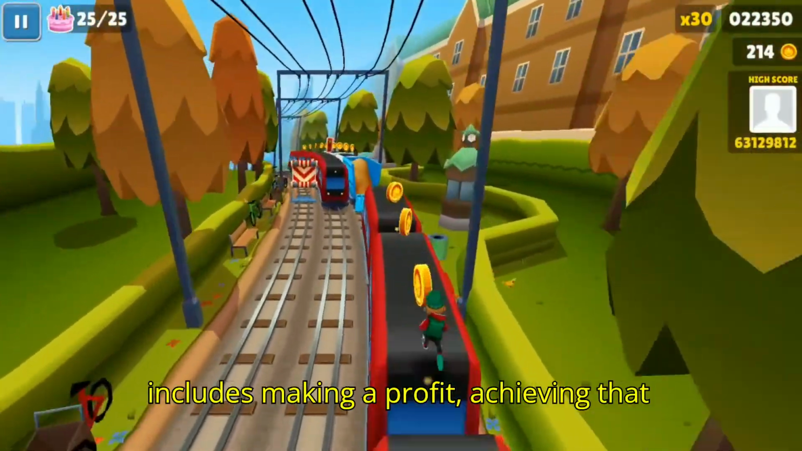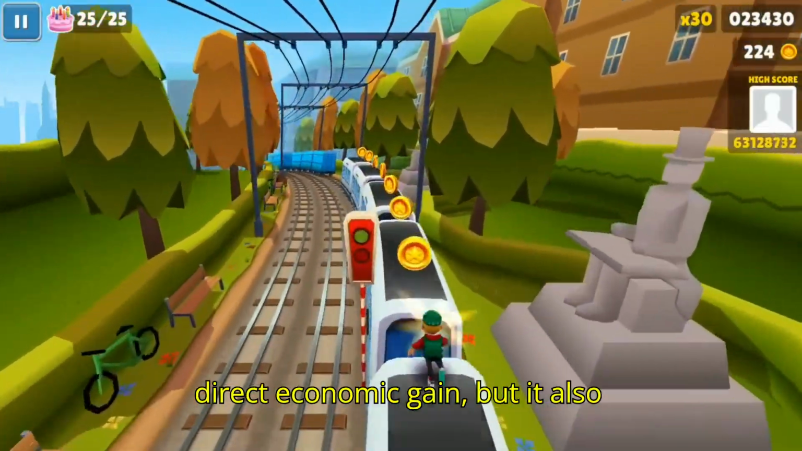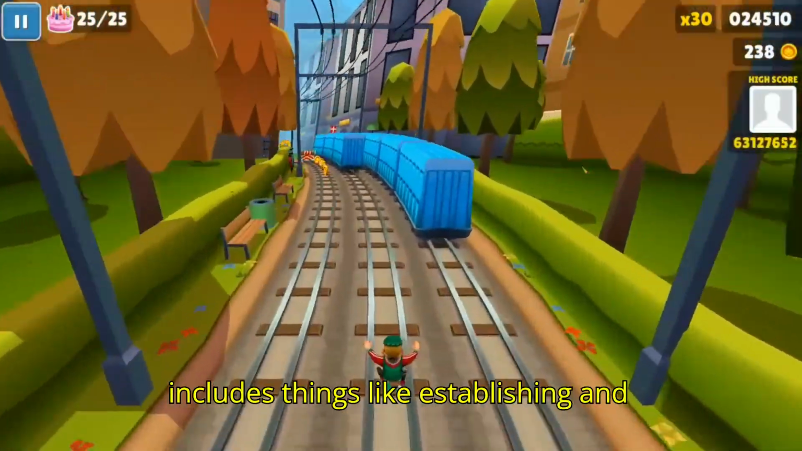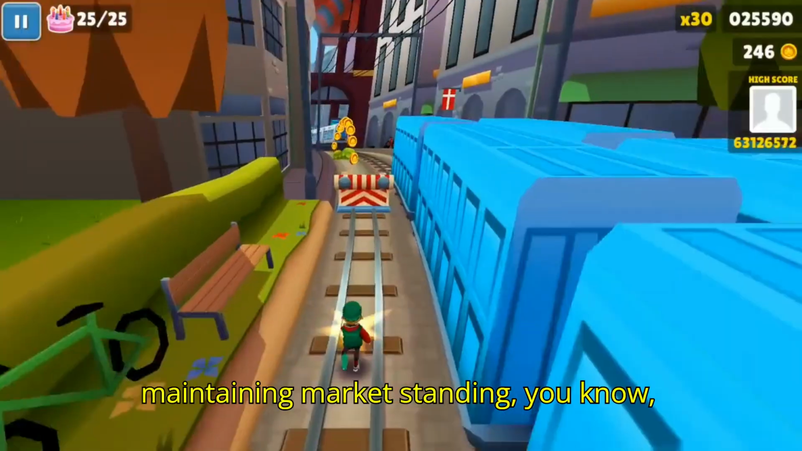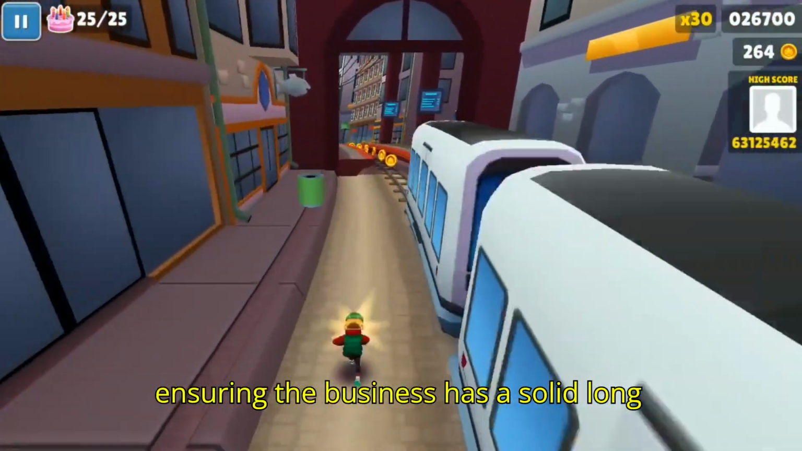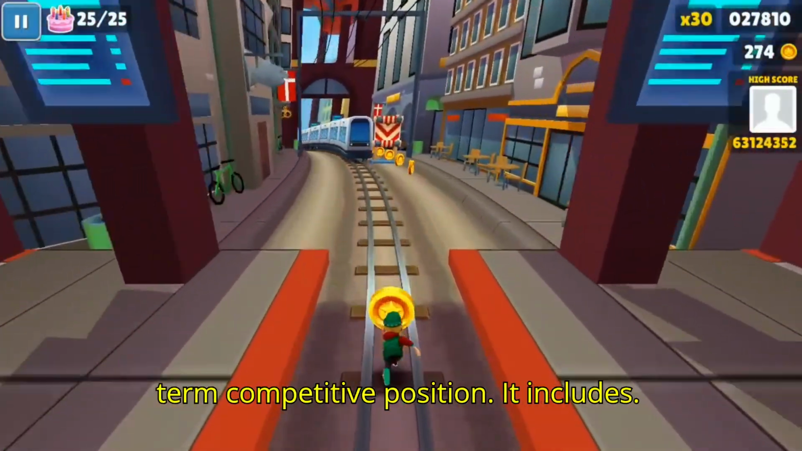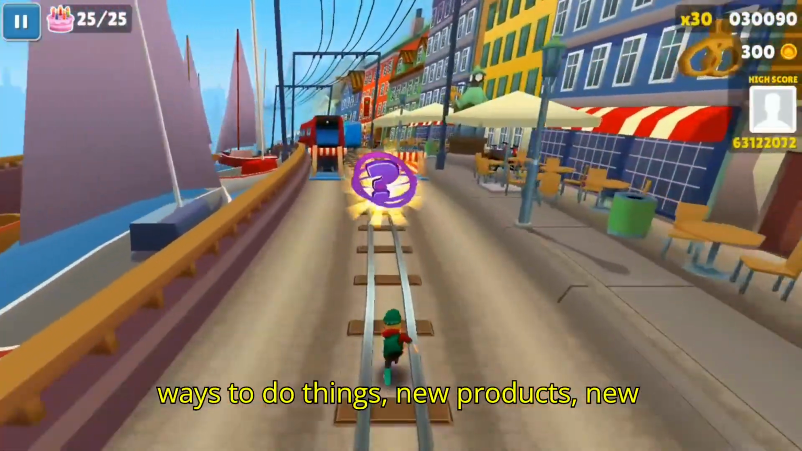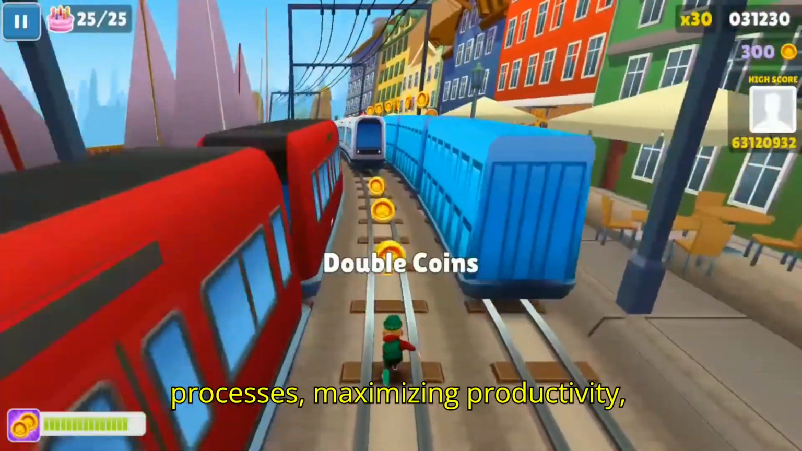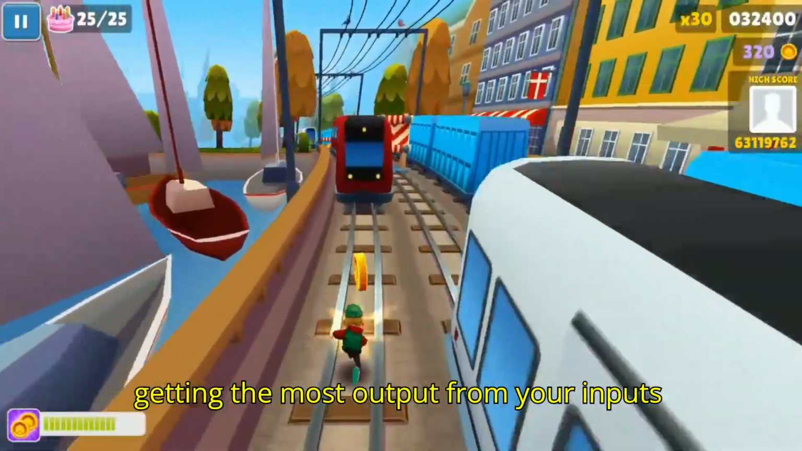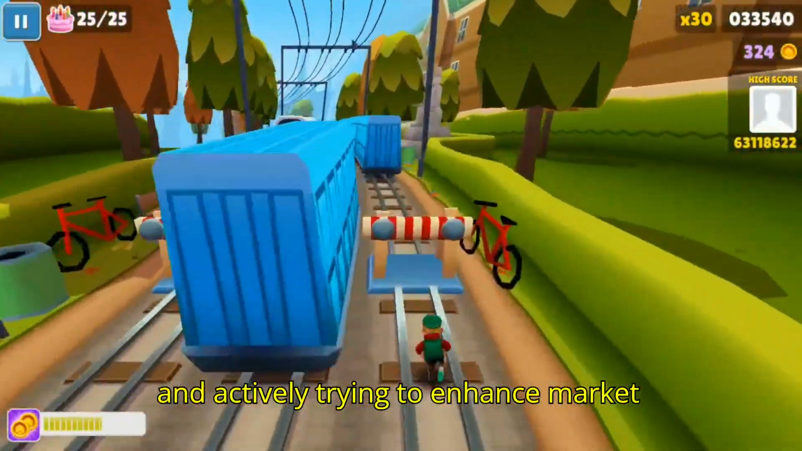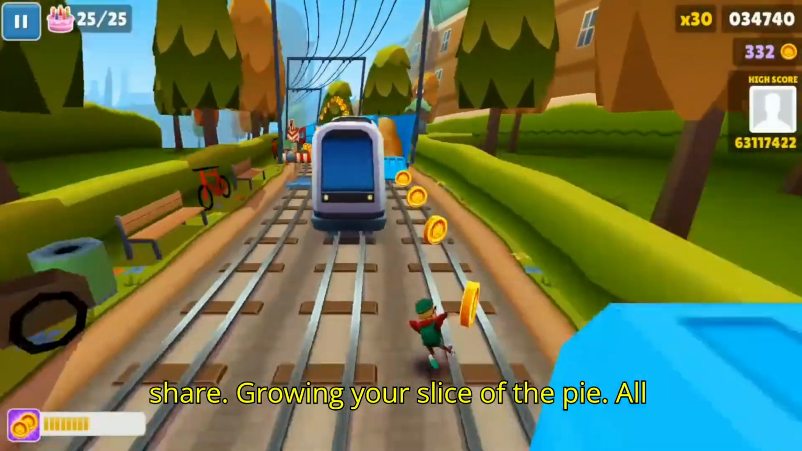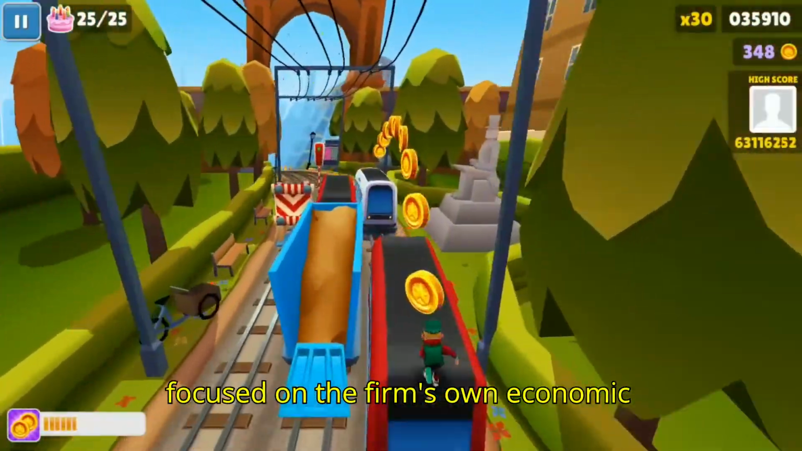This obviously includes making a profit, achieving that direct economic gain. But it also includes things like establishing and maintaining market standing. Ensuring the business has a solid, long-term competitive position. It includes innovation, constantly finding better ways to do things, new products, new processes, maximizing productivity, getting the most output from your inputs, and actively trying to enhance market share, growing your slice of the pie. All focused on the firm's own economic success.